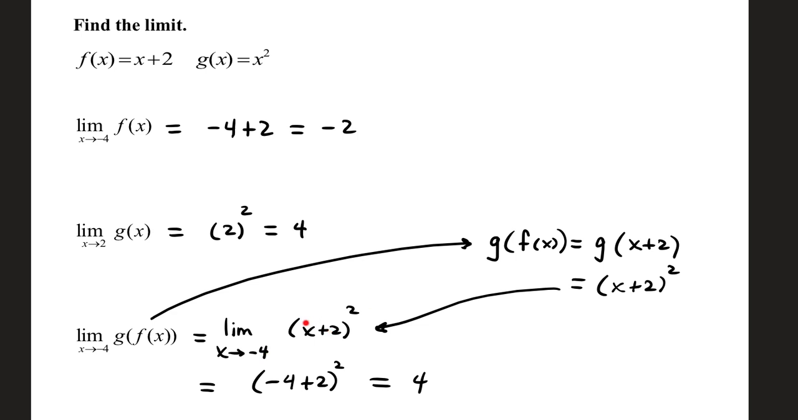Substitute your -4 in for x. -4 plus 2 is -2, but if you multiply 2 negative 2's together, you will get 4.